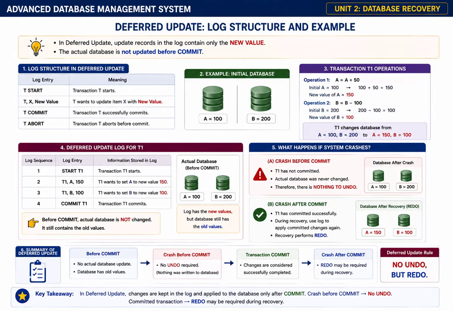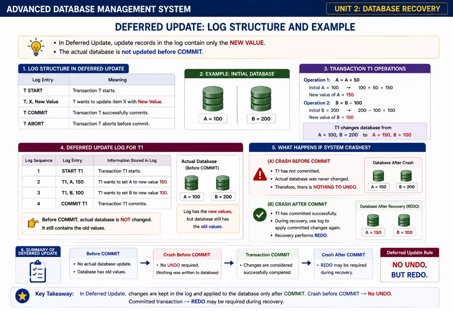Now, let us take the example given in our notes and work through it slowly. Initially, our database contains A equals 100 and B equals 200. Transaction T1 wants to perform two operations. The first operation is A equals A plus 50. So the initial value of A is 100, we add 50 to it. 100 plus 50 gives us 150. Therefore, after the operation, the new value calculated for A is 150. Now, the second operation is B equals B minus 100. The initial value of B is 200, we subtract 100. 200 minus 100 gives us 100. So the new value calculated for B is 100.